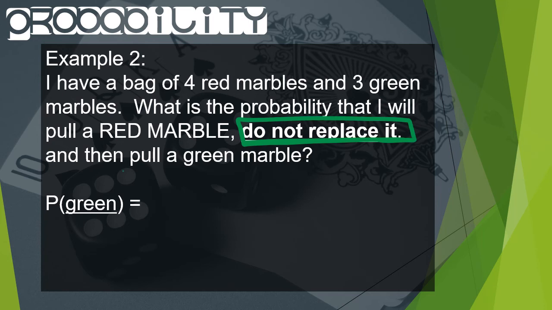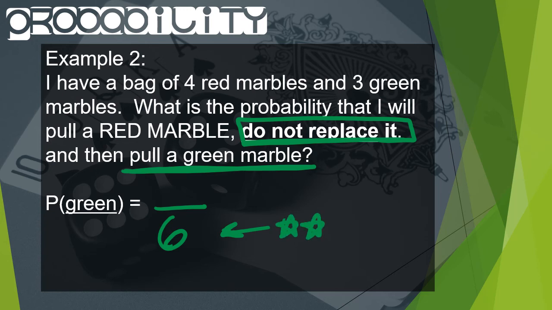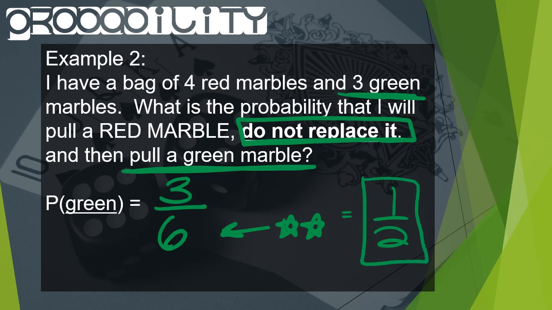This time, with the green marble, the phrase "do not replace it" comes into play. If I pull a green marble after the first one, I only have 6 marbles left. In a "do not replace" situation, put a star next to that, because the denominator should be 1 less, since I took that marble out and I'm not replacing it. The numerator stays the same with 3 green marbles, so this fraction is 3/6, which simplifies to 1/2, a 50-50 shot.